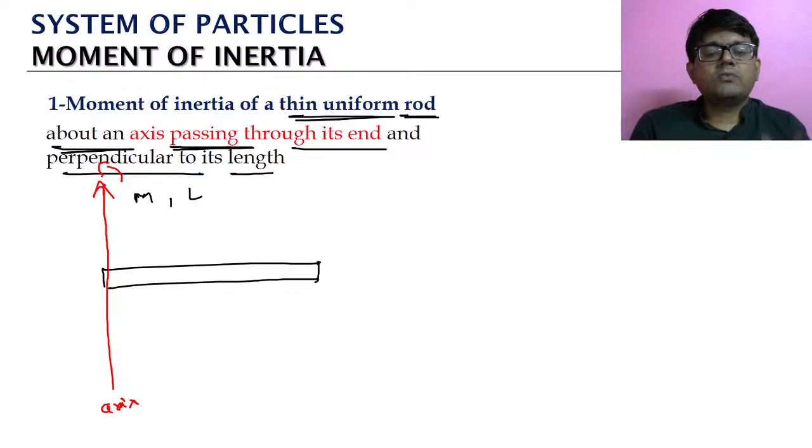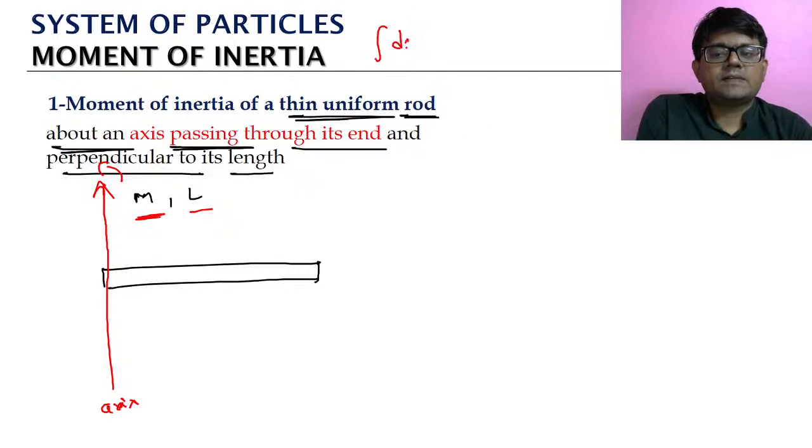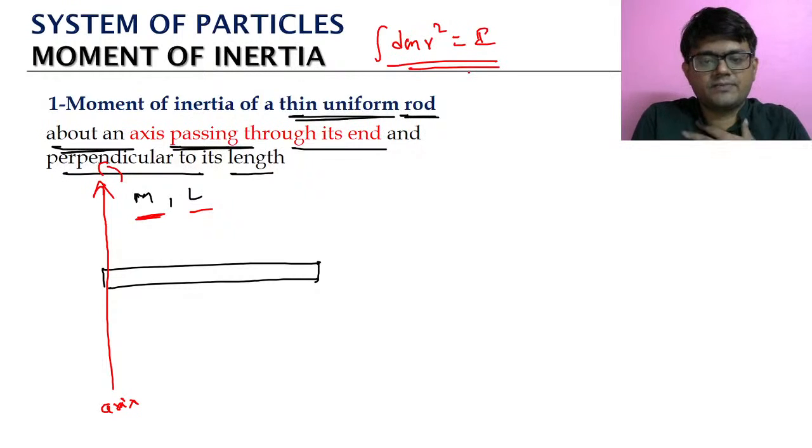We should calculate the moment of inertia of the thin rod. The information we have is the mass of the rod, capital M, and its length. This is an extended body, so how do we approach it? The integration concept: integral dm into r square. By doing that we will get the moment of inertia of the body.